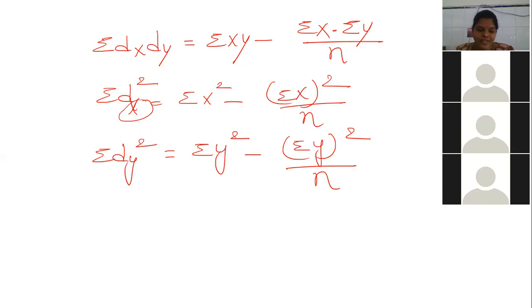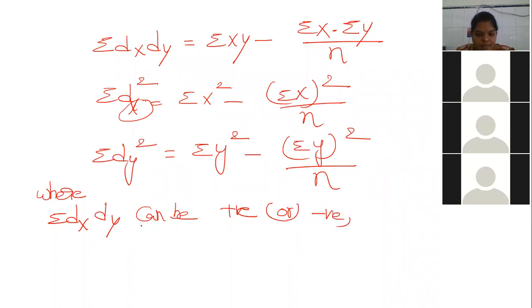You just write down one point here: dx dy can be either positive or negative, depending upon whether the correlation is positive or negative.